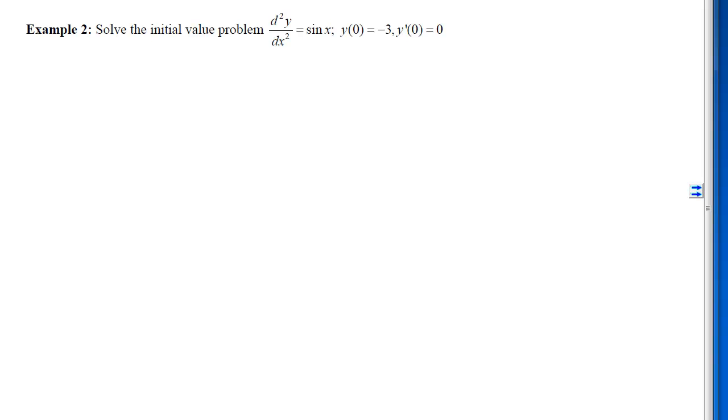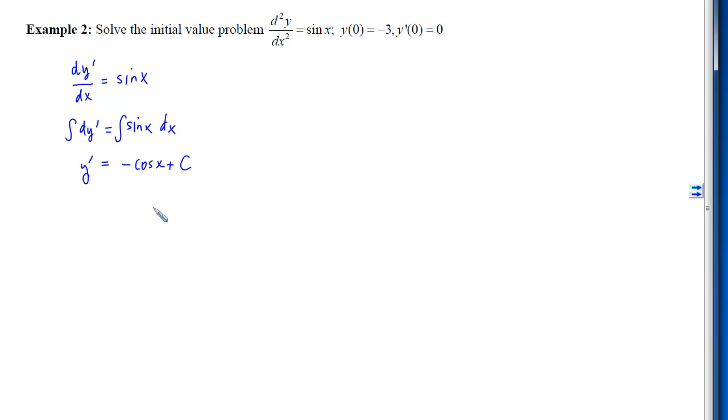So in order to do this one, I'm going to rewrite that second derivative as the derivative of y prime with respect to x. Now if I separate my variables, I will have dy prime equals sine of x dx, and when I integrate both sides, I will ask, what did I take the derivative of with respect to y prime that gave me 1? And the answer would be y prime. On the other side, what did I take the derivative of with respect to x that gave me sine? That's going to be negative cosine of x plus a constant.